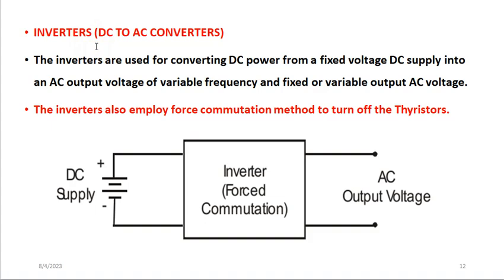Then we come to inverters, and these are the ones that change DC signal into AC signal. They are used for converting DC from a fixed voltage DC supply into AC output voltage with variable frequency, and fixed voltage or variable AC voltage depending on the design. Here is a typical block diagram. My DC supply here, and this is my inverter, which is force commutated, and this is the output terminal.